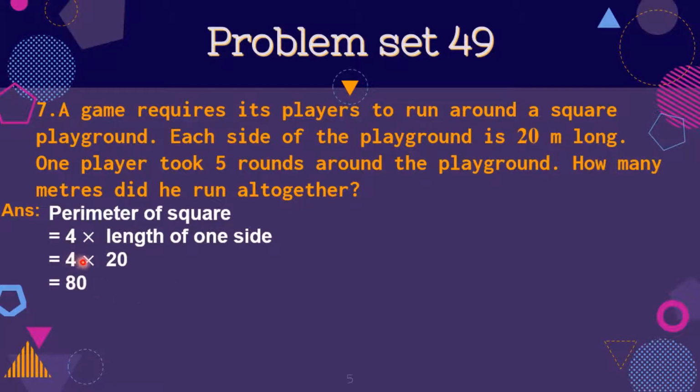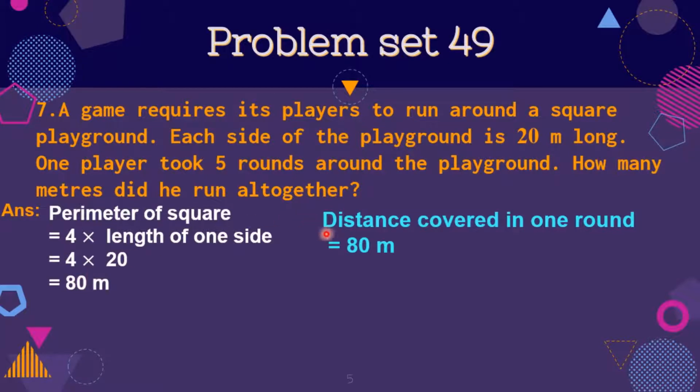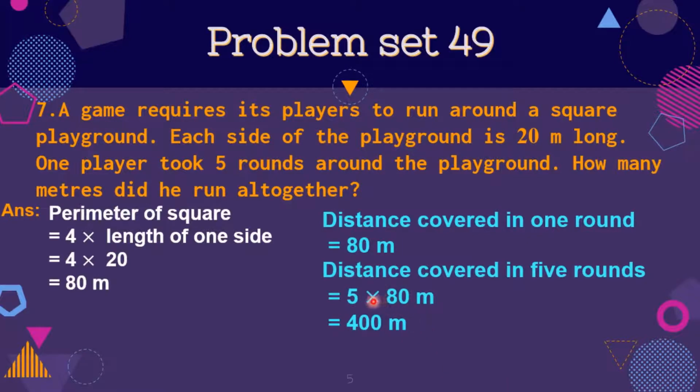Now this is the distance the player is covering in one round. Now let us find out the distance he covered in 5 rounds. For that, we need to multiply 80 by 5 and we get 400 meters. Hence we write the player run 400 meters altogether.